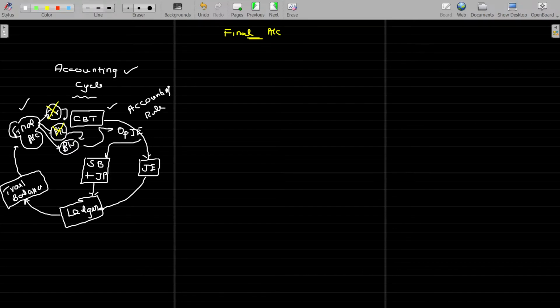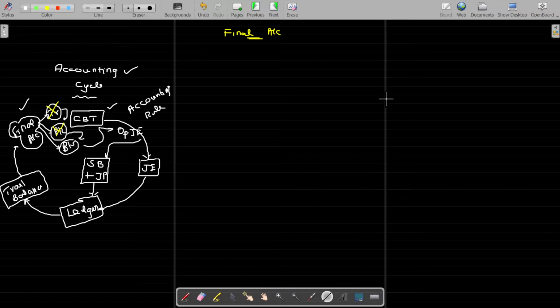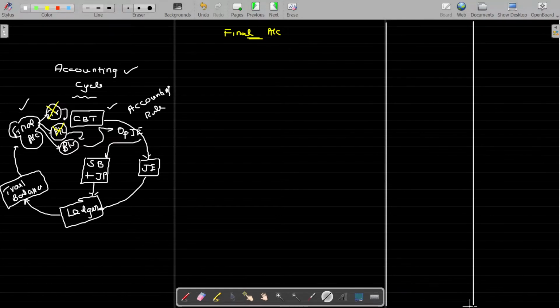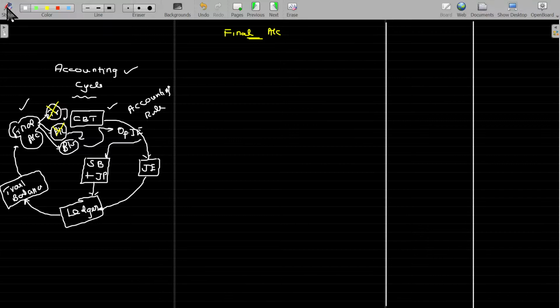Let me now brief the simple structure of final accounts here. Final accounts have three components, or three parts. What are they? Let me explain. For the first two blocks, this one and this one, we commonly name them the trading and profit and loss account.